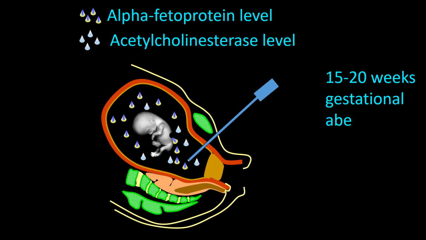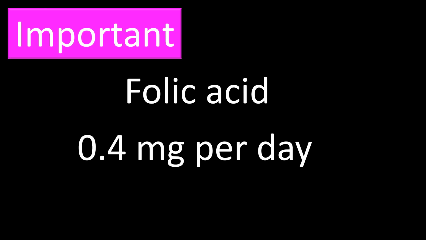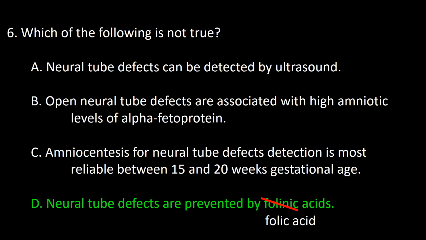Amniocentesis done between 15 and 20 weeks gestational age may show elevated alpha-fetoprotein and acetylcholinesterase levels. Remember, malformations due to closure failure are to a great extent preventable. Folic acid 0.4 mg per day should be taken by all sexually active women before and during pregnancy. A higher dose should be used for high-risk ladies. So the answer to this question is D.